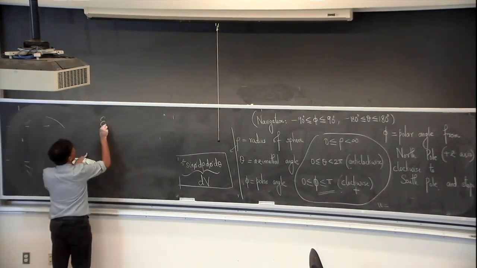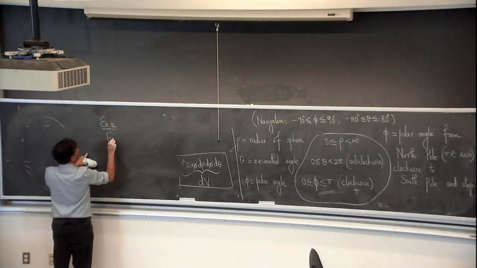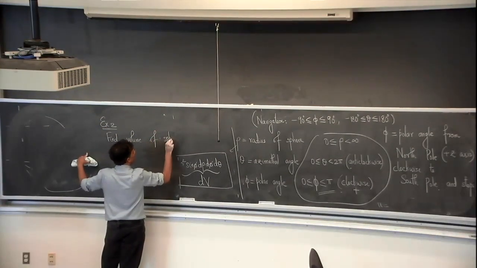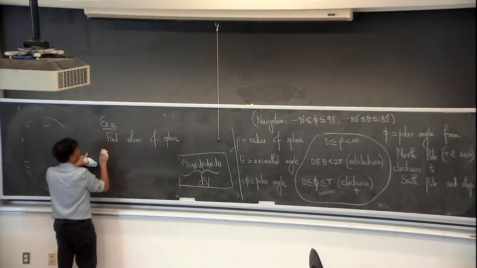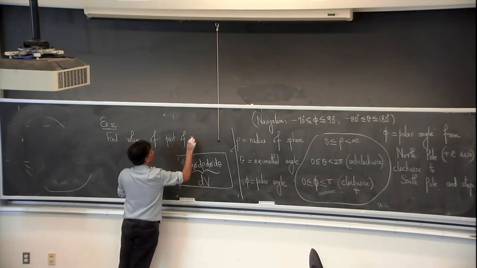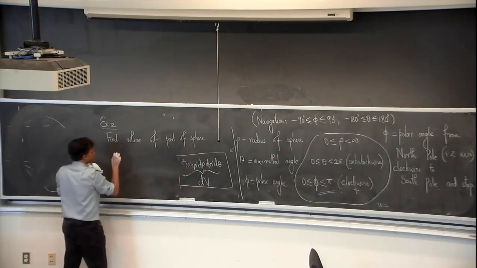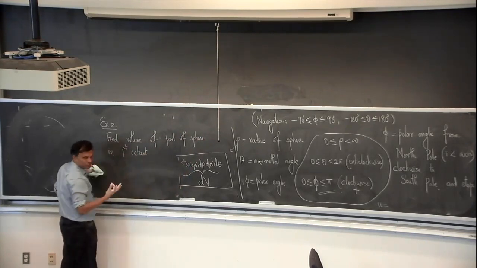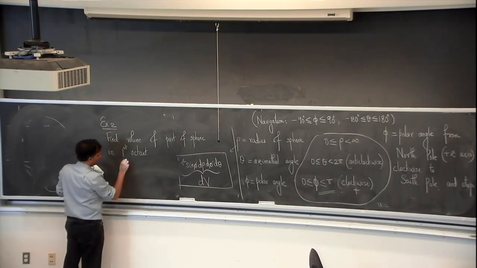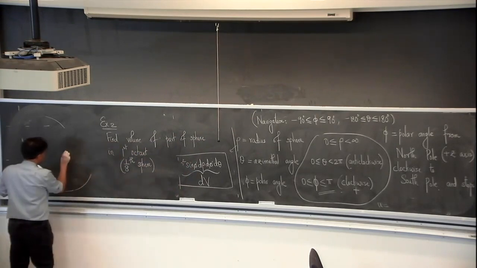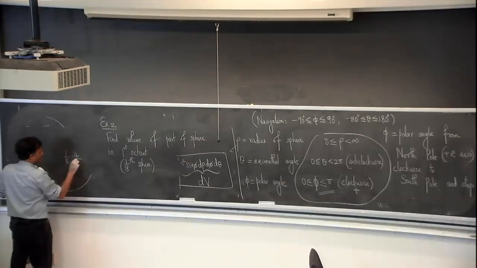So find the volume of a part of a sphere, the first octant, which by its name should tell you it's the volume of 1/8 of a full sphere. Now, if you want to cheat, the answer is 1/8 times 4/3 pi r cubed. But my question is, can you set up an integral and try to do this?